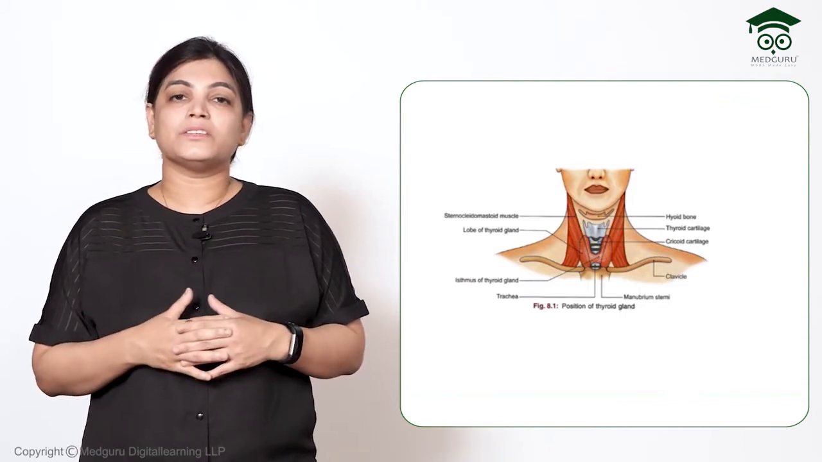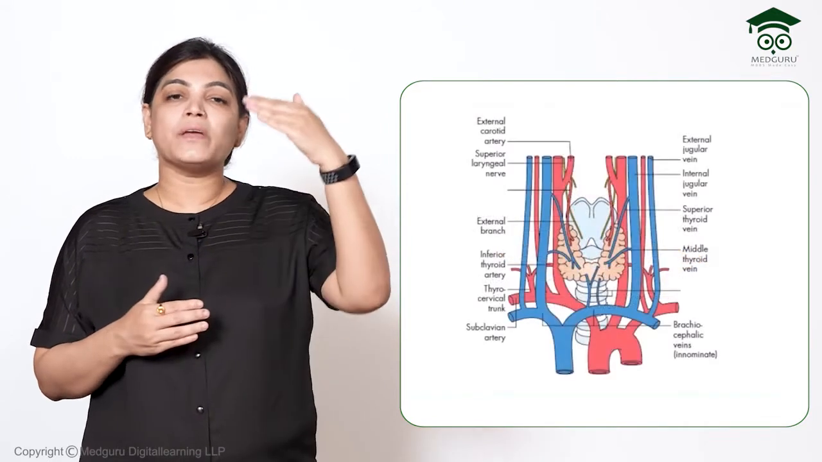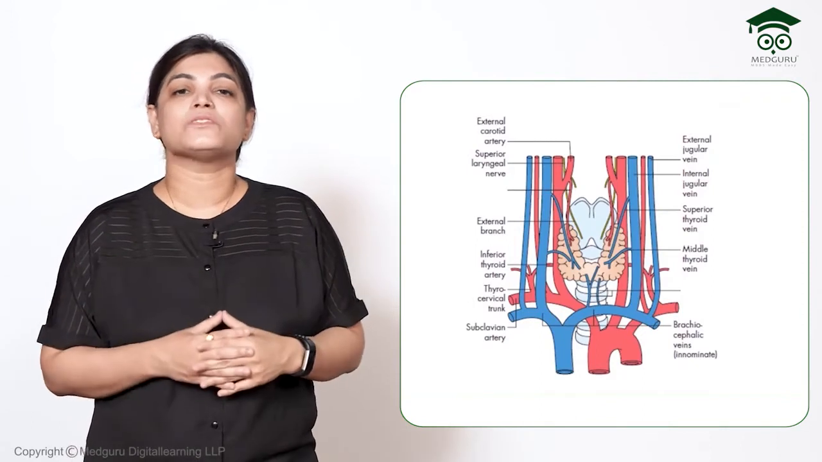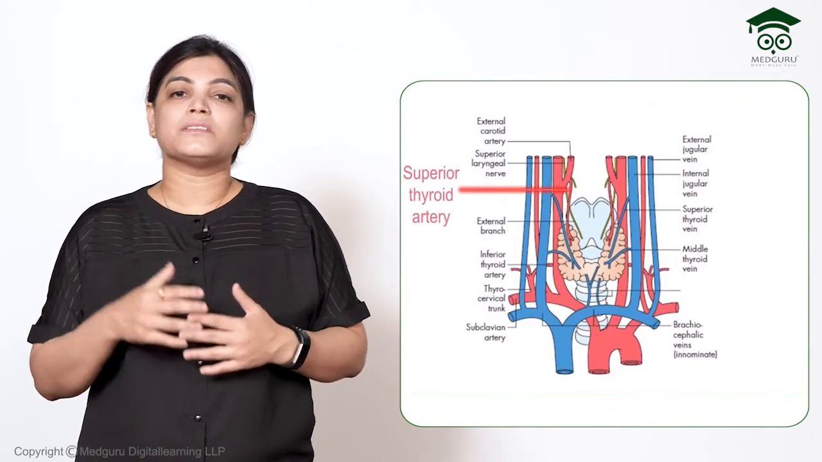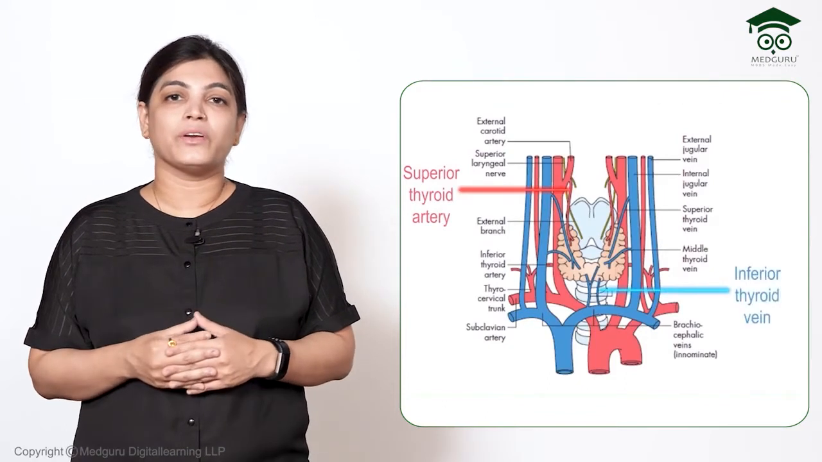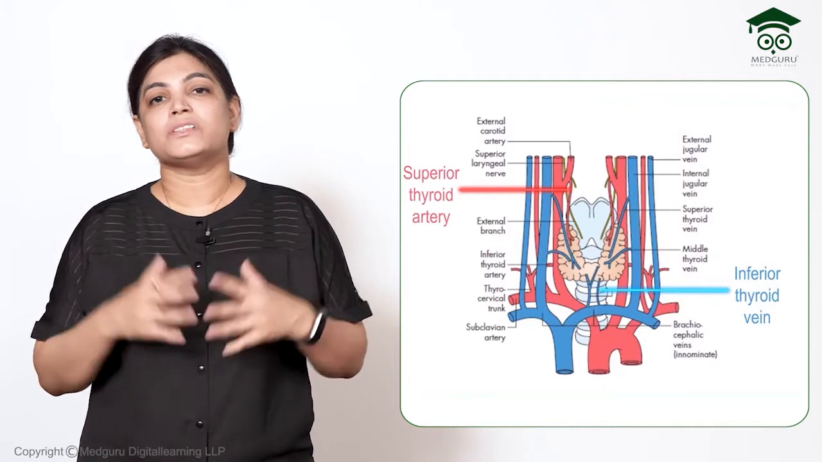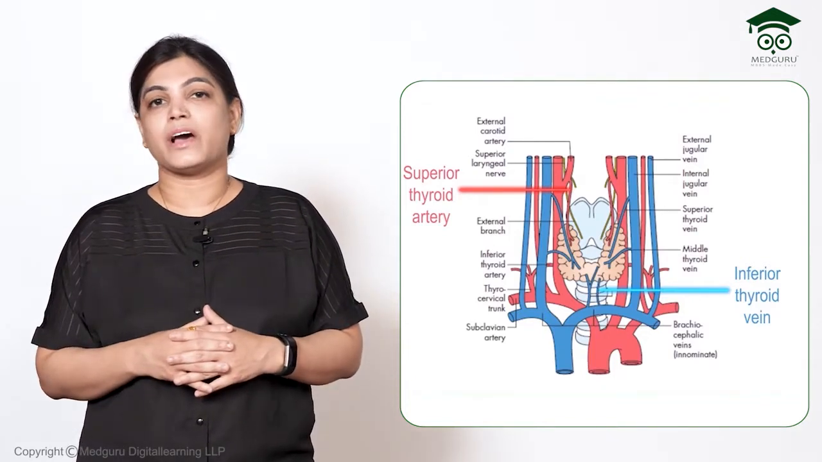Posteriorly, it is related to second, third and fourth tracheal rings. And superior and inferior aspect of the isthmus: superiorly, there is anastomosis of superior thyroid artery, and inferior aspect, it is related to inferior thyroid vein. With this, we have completed the general information, the general features of thyroid gland along with the relations of thyroid gland.